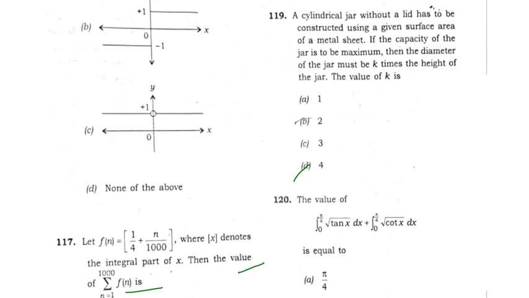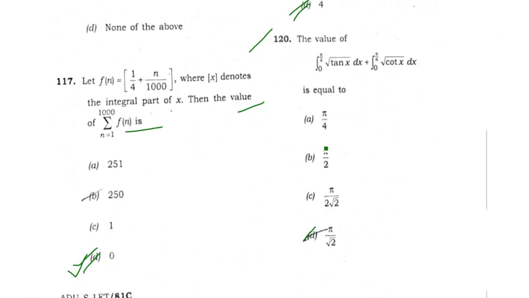A cylindrical jar without a lid has to be constructed using a given surface area of a metal sheet. If the capacity of the jar is to be maximum, then the diameter of the jar must be k times the height of the jar. The value of k will be 4. Okay, the option is right. The value of the integral 0 to pi by 4 under root tan x dx plus the integral 0 to pi by 4 under root cos x dx is equal to pi by root 2.